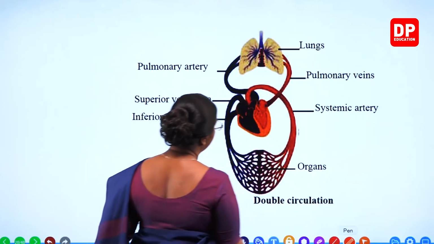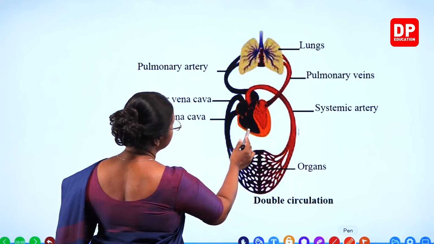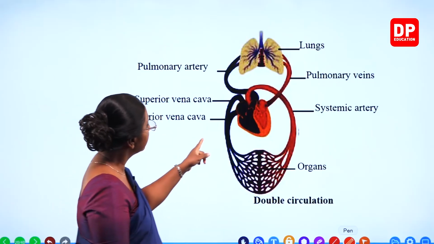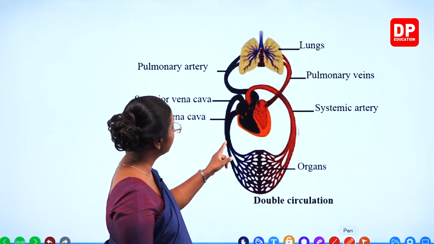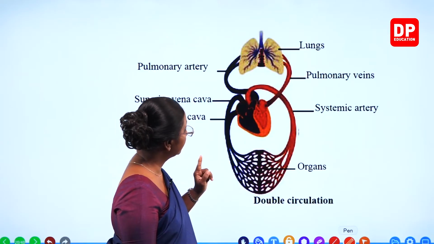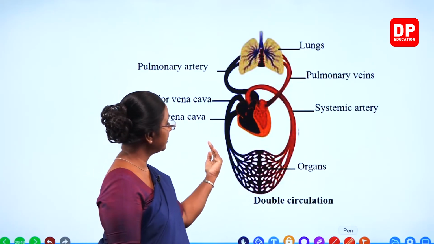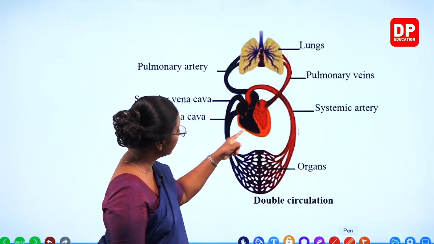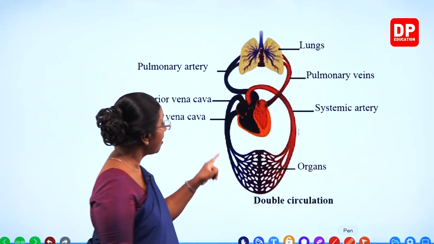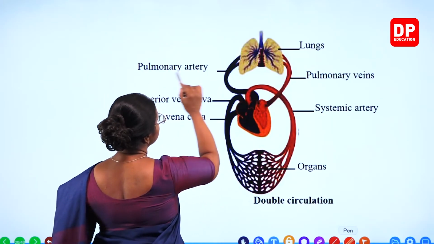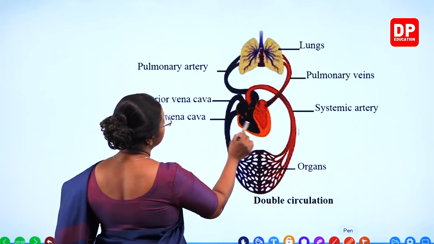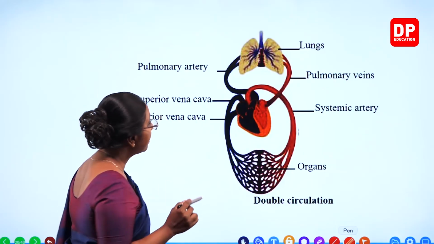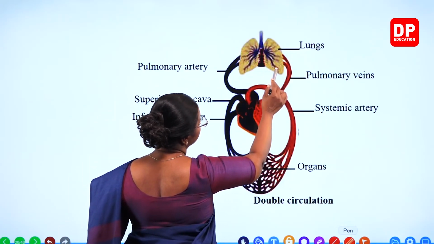Here you can see the heart. Now, from the superior vena cava and the inferior vena cava, the deoxygenated blood, that is why it's in blue color, is collected into the right atrium. This side is right, that side is left. From there, it is pumped into the right ventricle. From the right ventricle, through the pulmonary artery, the deoxygenated blood is taken to the lungs. And thereafter, there is exchange of gases.